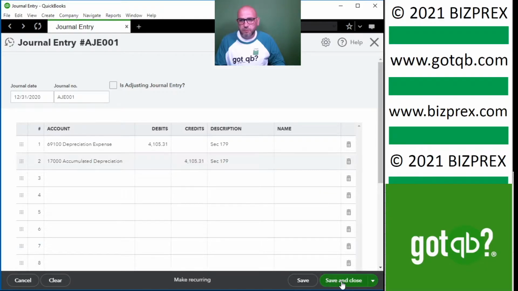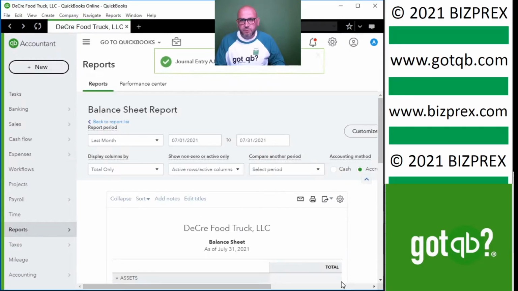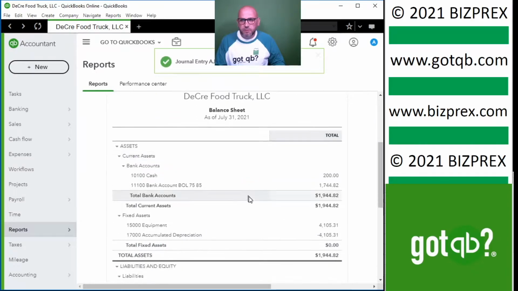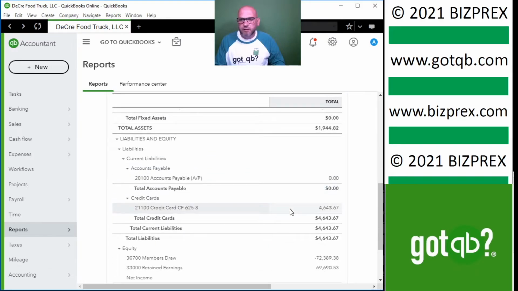So let's save and close and take a look. Look at our balance sheet. Our equipment is right here, but then accumulated depreciation offsets it, and we're at zero. Our fixed assets are now at zero, which is fine because for tax purposes, of course; for GAAP, we would do it differently. And then the only thing we have under assets would be the cash on hand and some cash in the bank. So, all right, let's keep going.